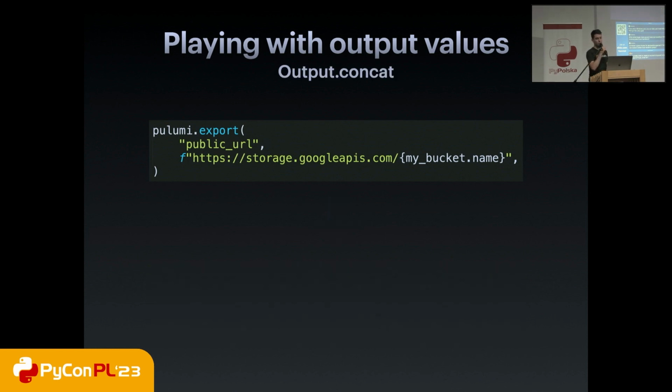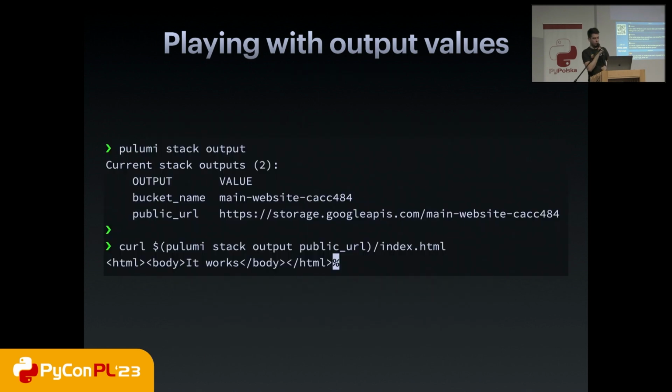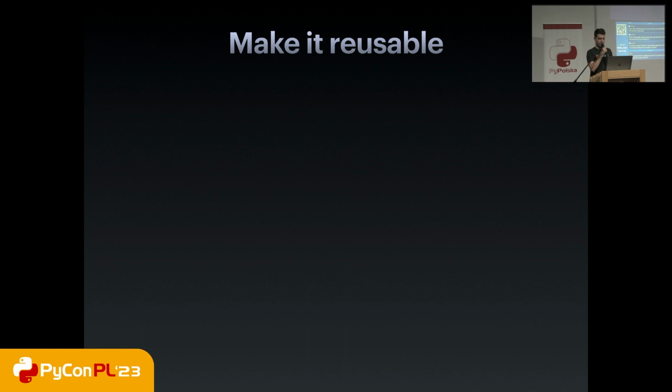Another option is to use the helper method output concat. In this case, it's used to concatenate many different strings, including string outputs. If we do that, we're going to get a nicely looking output with the bucket name, public URL, with the properly concatenated bucket name.